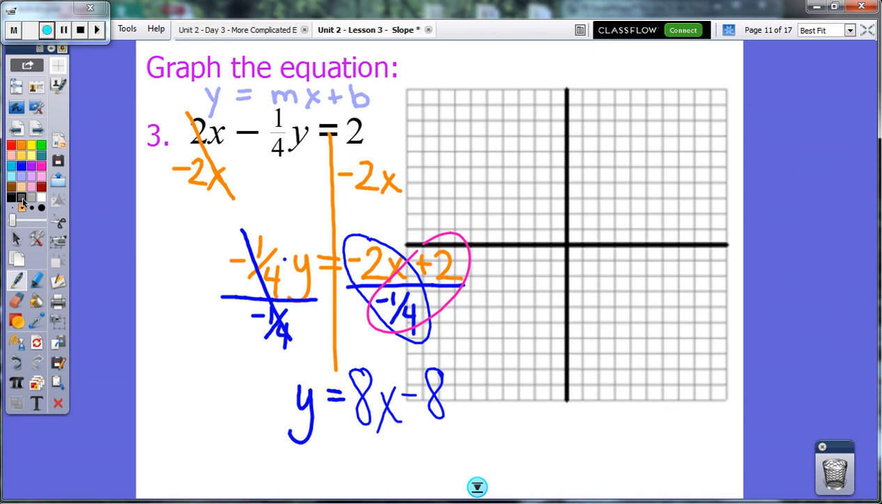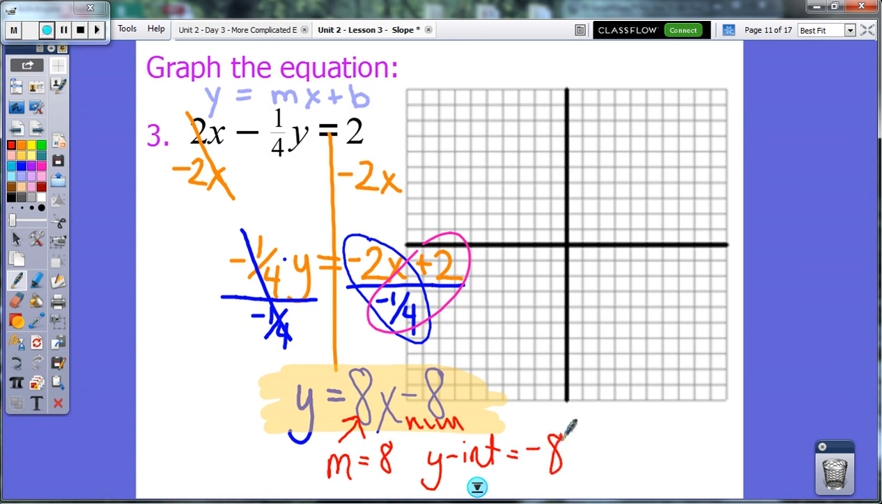And guys, if I look at that equation I just got, is it in slope-intercept form? The y's alone. The other things are on the other side. Guys, isn't the slope 8? And what's the y-intercept? Yeah, it's this number here on the end. It's negative 8. So once I have that information, I'm going to be able to graph this thing.